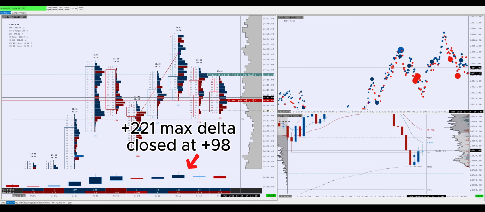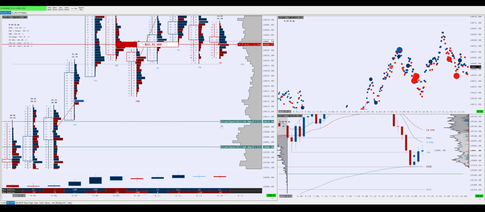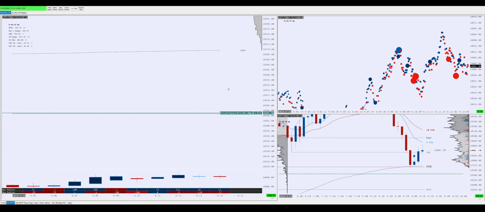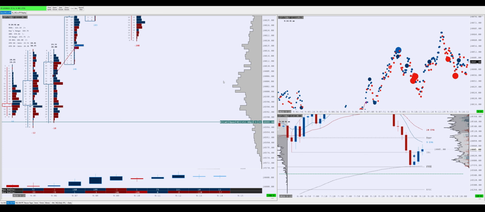The second one was a lot cleaner. It broke above the swing of the 460s, but this time it immediately rejected from the 9 EMA and had about 130 positive delta get unwound. So after that, I'm thinking, all right, sellers are back in. Buyers could not get any continuation from there, so let's see what will happen next.